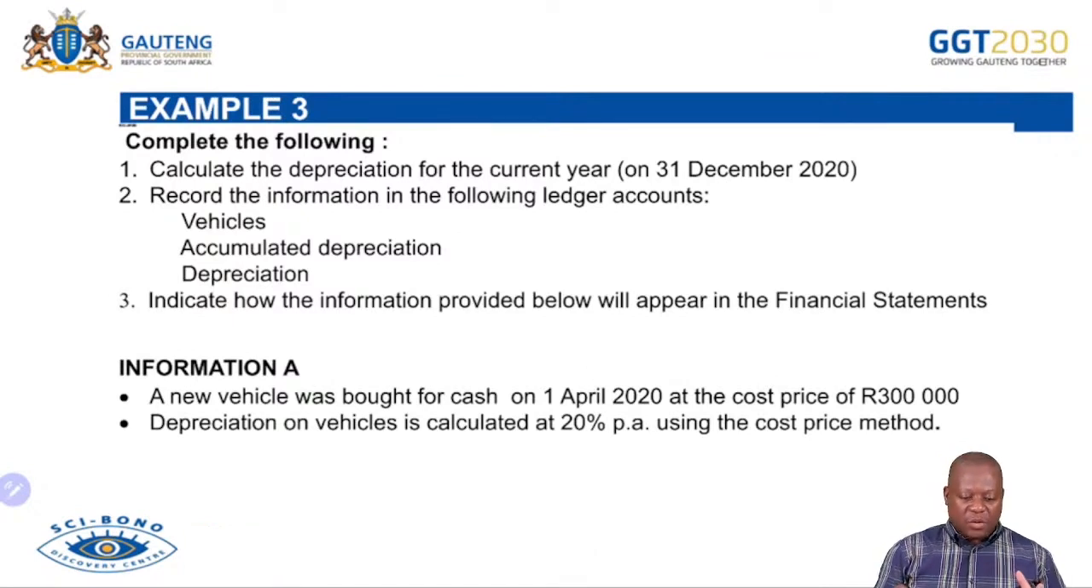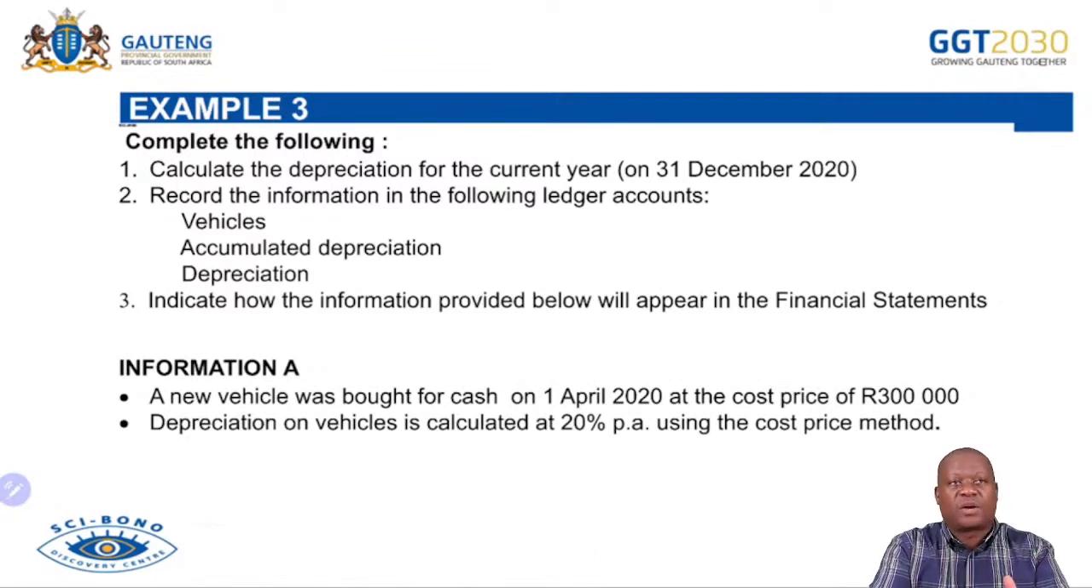Now, let's go through our example. It is more complex now because we are looking at a number of aspects. We are supposed to complete the following. One, we are supposed to calculate depreciation for the current year. That is to be calculated at the end of December. Remember, our year is going to be starting in January, ending in December.